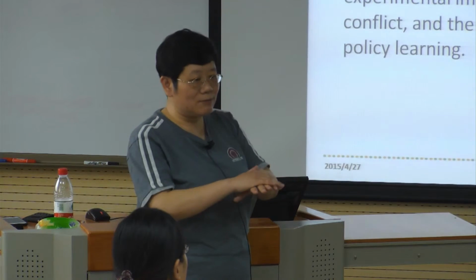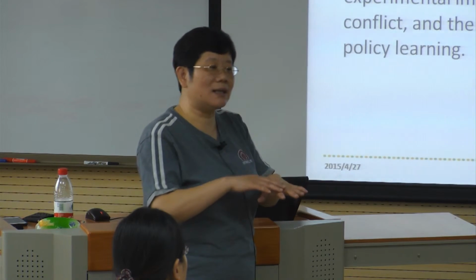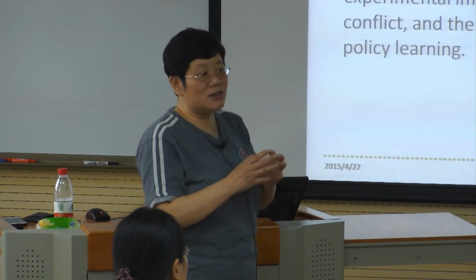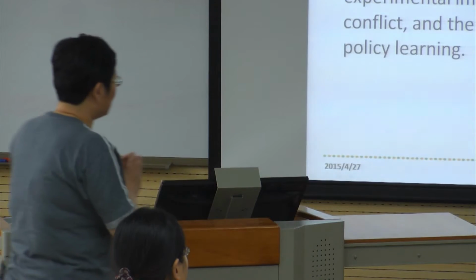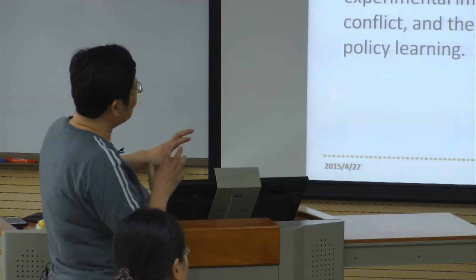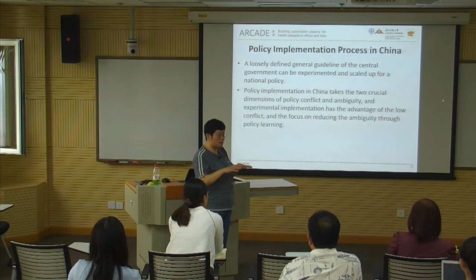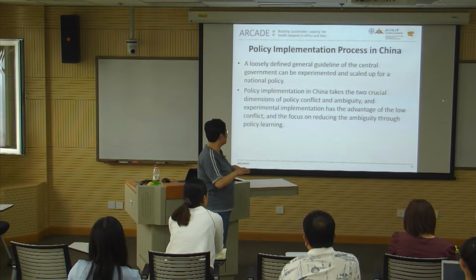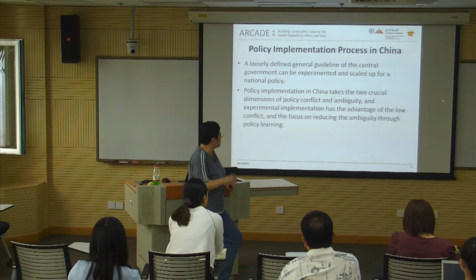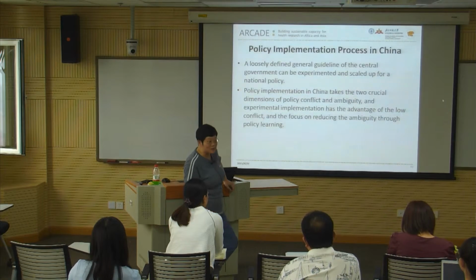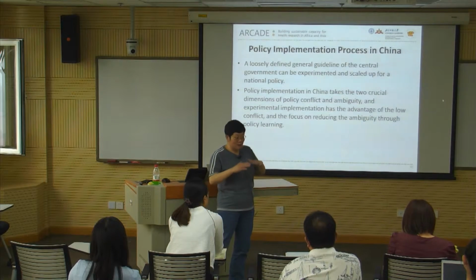One is policy conflict. Many policies are in conflict with other policies, and you have to solve it. The other is ambiguity, which is not very clear. The point is how you take advantage of low conflict and focus on reducing the ambiguity. I can never pronounce it, but I'm trying to do it through policy learning.